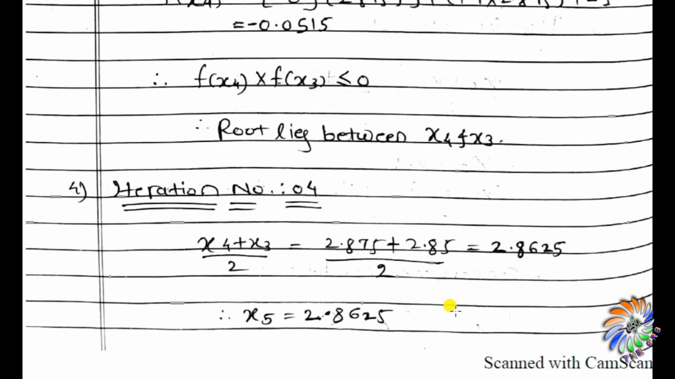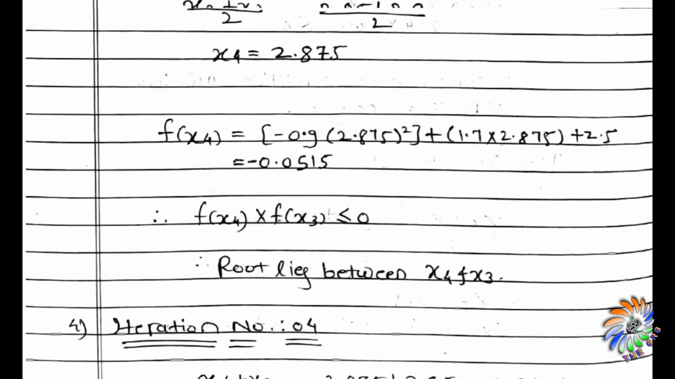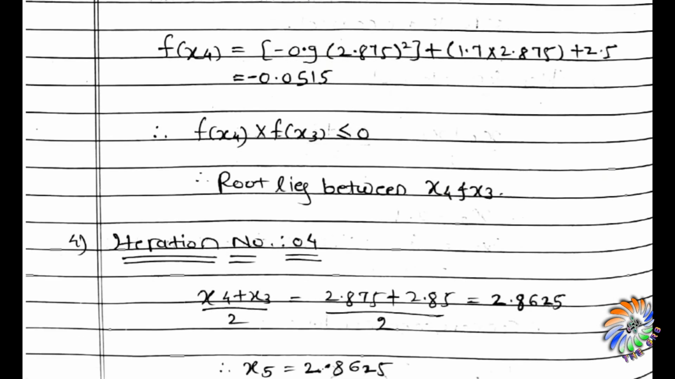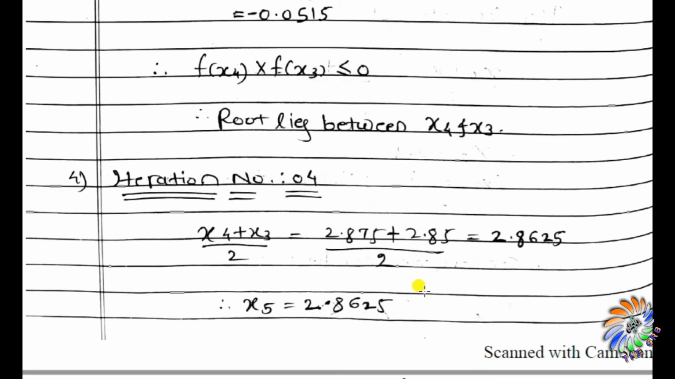आता ॲक्युरसी काय असते ते सांगतो. दोन कॉन्झिक्युटिव्ह रूट्स मधला डिफरन्स म्हणजे, बघा, लास्ट आपला रूट काय आलाय? x5 2.8625 आणि त्याच्या आधीचा रूट x4 2.875. तर या दोघांचा डिफरन्स काय येतो? 2.875 मायनस 2.8625 यांचा डिफरन्स आहे 0.0125.